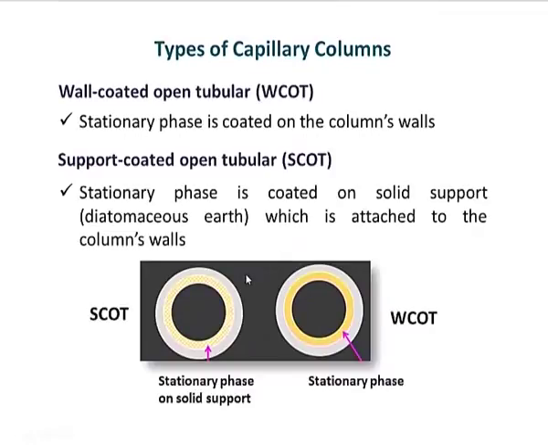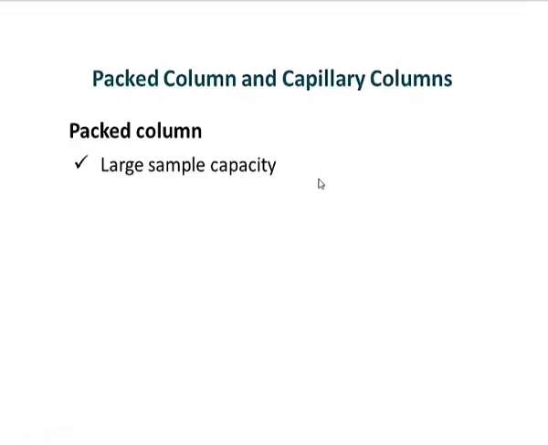So, here you could see there is this one SCOT column here and WCOT, in which the stationary phase is directly coated to the walls, as shown here. Now, what are the advantages and disadvantages of both these kinds of columns? You could also see for yourself. I told you the packed columns have high diameters. So, having high diameters means that their sample loading capacity is going to be more, right.